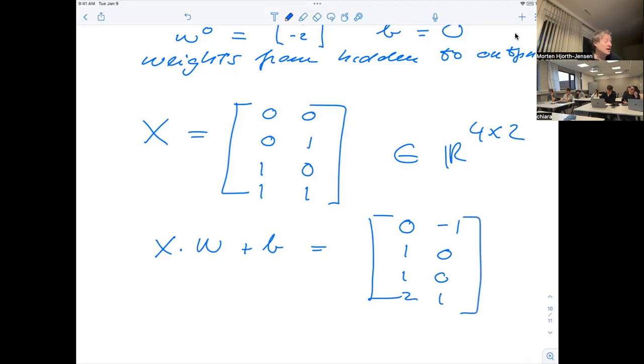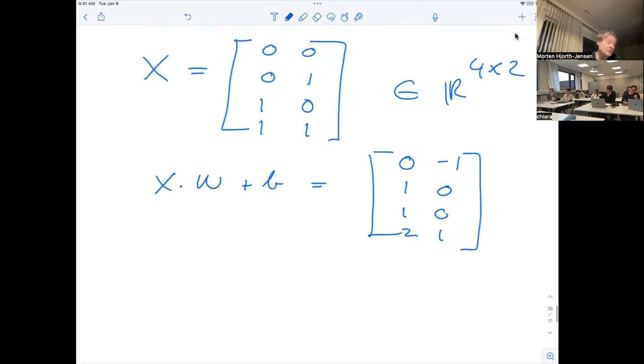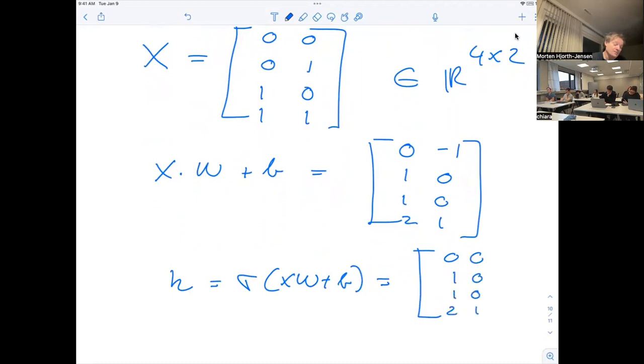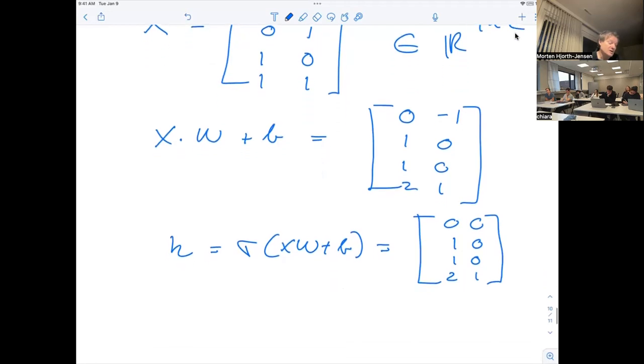Then I'm going to use the activation function, this ReLU function. So which would be sigma times xW plus b. When I do that, I'm going to get an output which looks like 0, 1, 0, 1, 0, and 2, 1. This is the output from the hidden layer. So now I'm just using the ReLU function and take this z as argument, and the arguments are given by these numbers, which you see in the columns here.